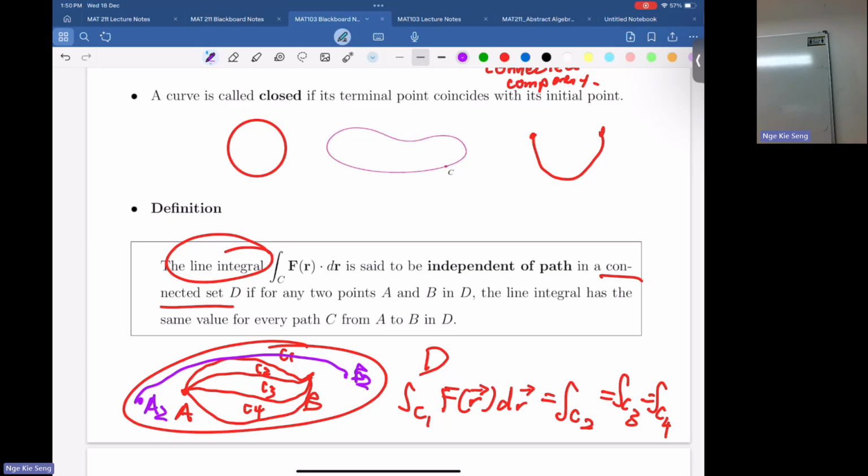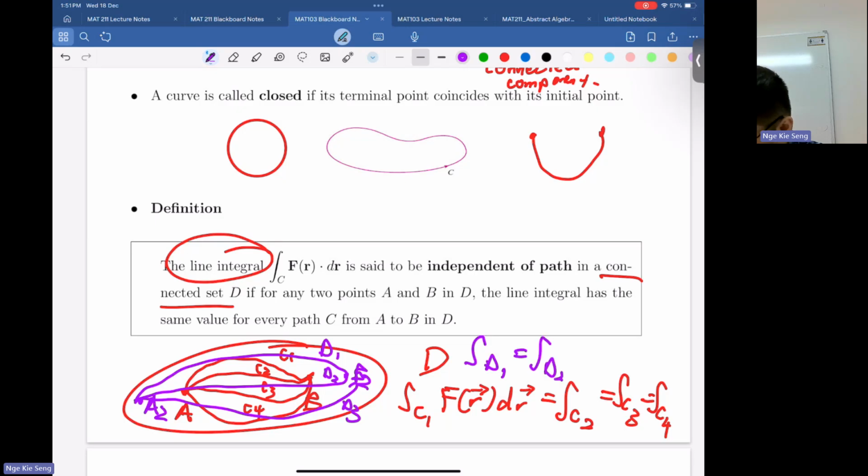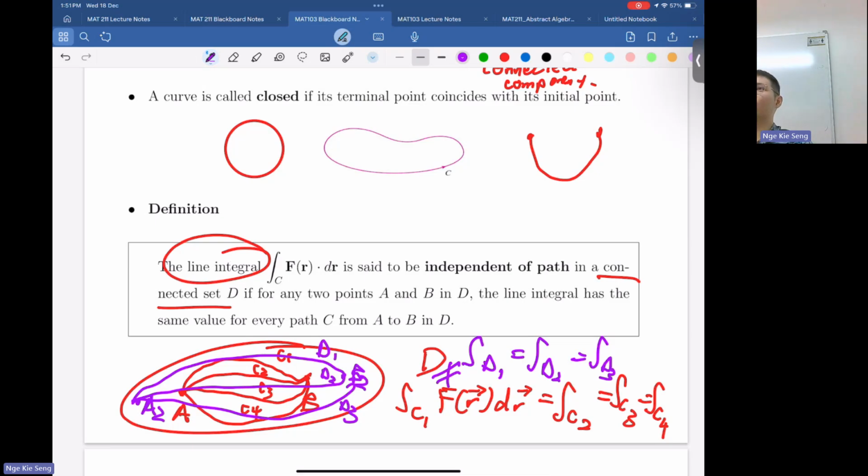Let me think. Yeah, so it is not necessarily the same as these. Let me be a bit clearer. Let's say these are D, D1, D2, D3. The integral over each D_i should be the same among its own paths. I am not claiming that these 2 are the same; they can be different. But as long as you fix your 2 endpoints, all their line integrals should be the same. And then we say that this line integral is independent of path.